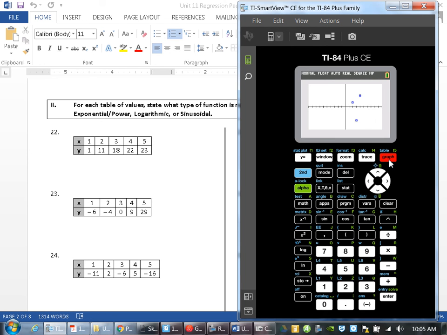Now, right now my graph is just at a regular standard window, 10 by 10. I just found out there's a button you can press that will adjust to your data, so you don't have to mess with your window all day long. What is this button? Zoom 9. Whoa, look at that. It automatically adjusts your window.